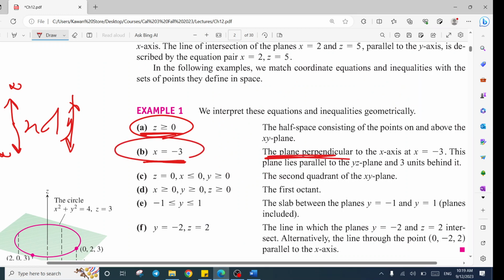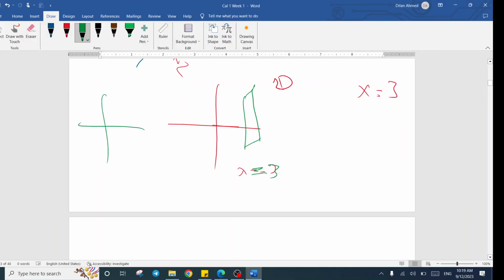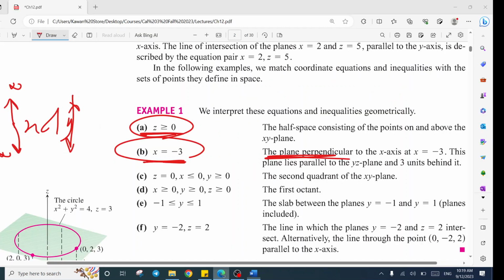Okay? And you know the plane is perpendicular to what? Here the line is perpendicular to the x-axis. Am I right? But there, what do we have? We have a plane perpendicular to the x-axis. The same thing. You got it? Can you compare between these two? Good.